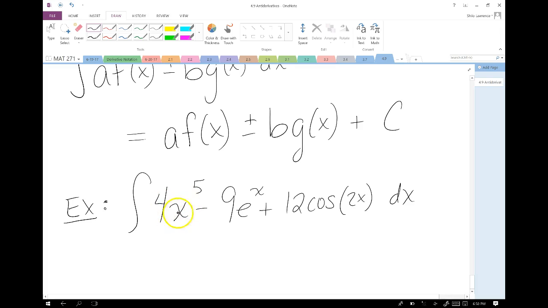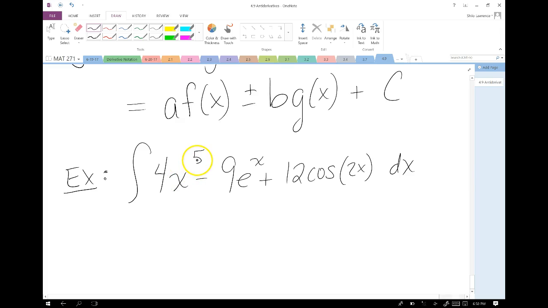So my first term is just x with a power, so we can do the power rule on it. The power rule says you're going to add 1 to your exponent. So that 5 is going to go up to a 6. And then remember, with antiderivatives, you divide by your new exponent. Now I already have a 4 in the front, and the 4 just gets carried to your answer. And then we divide by our new exponent. Now I'm going to simplify that in a minute. For right now, I'm just going to show you where everything is going.